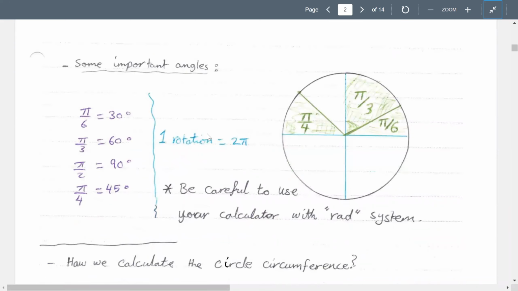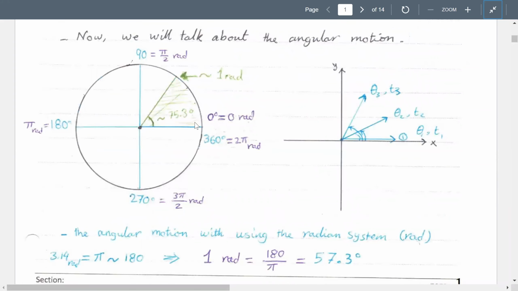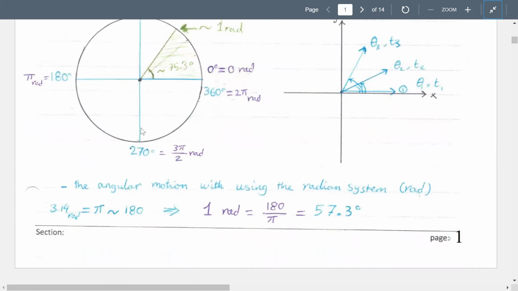Okay. Any questions about radian and degree system? Now we have a new type of motion, which is a rotation about a center. This center is the origin, as you see here. We have many examples to rotate about a different point than the center, but we will not deal with them.